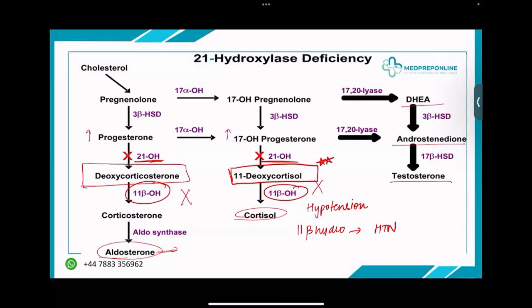So this may be one of your questions in case they ask you congenital adrenal deficiency. So 11-beta hydroxylase deficiency can lead to hypertension in contrast to 21-hydroxylase deficiency.